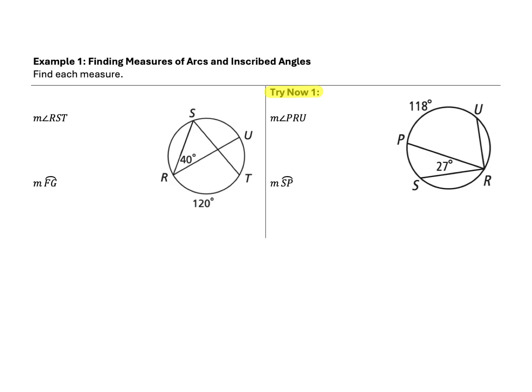Let's try an example now where we find the measures of arcs and inscribed angles. In this first picture, we're going to start by finding the measure of the inscribed angle RST, which I just outlined in purple. Notice that RST is an inscribed angle, and using the theorem that we just filled in, the inscribed angle is half the measure of its intercepted arc, which here is arc RT. Notice that arc RT is 120 degrees, and half of 120, 120 divided by 2, would be 60 degrees.